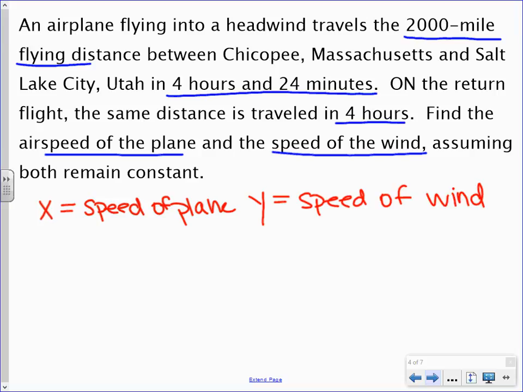What is going to be the measurement of each of these speeds? Miles per hour. We're traveling miles. We have time of hours, so miles per hour.